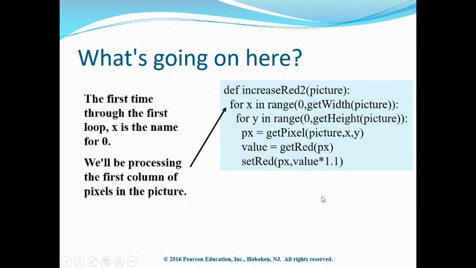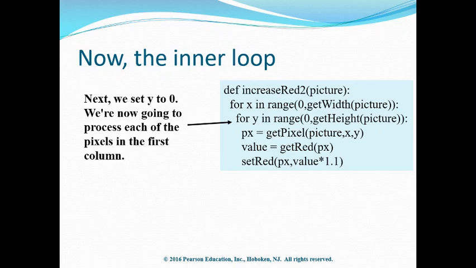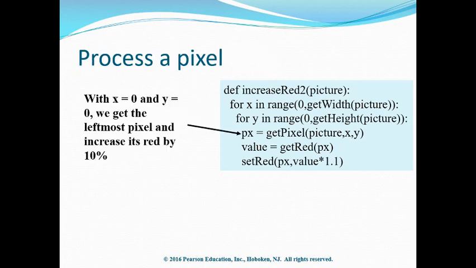So what's going on here? The first time through the first loop, x is the name for 0. We'll be processing the first column of the pixels in the picture. Now the inner loop. Now we set y to 0. We're going to process each of the pixels in the first column. With x equals 0 and y equals 0, we get the leftmost pixel and increase the red by 10%.